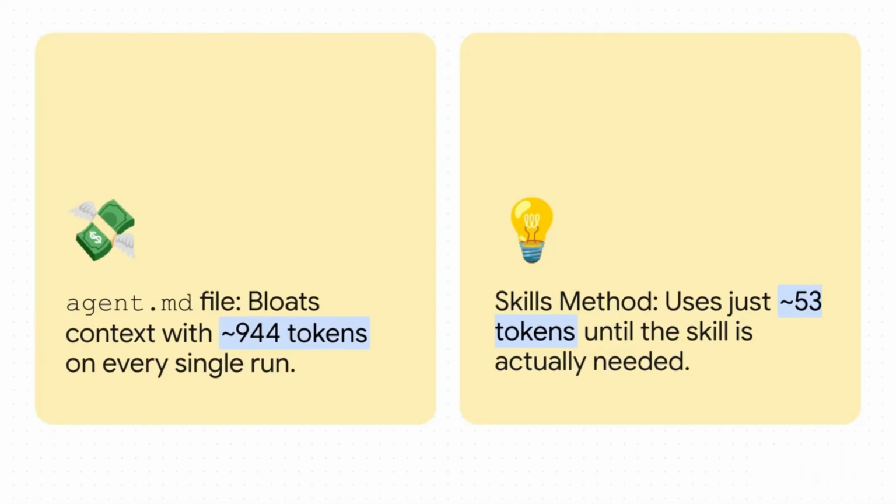And check this out, the difference here is just wild. Look at the token cost. Tokens are basically the AI's brain power. It's currency for thinking. That giant agent.md file can eat up almost 1,000 tokens on every run. The skills method? A measly 53 tokens until it's actually needed. This isn't just about saving a few cents. It's about performance. A bloated context makes the model slow, confused. A lean one keeps it sharp and fast.